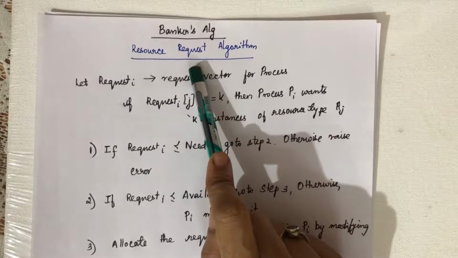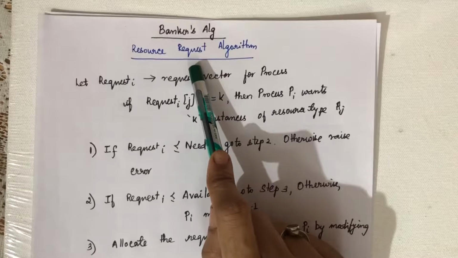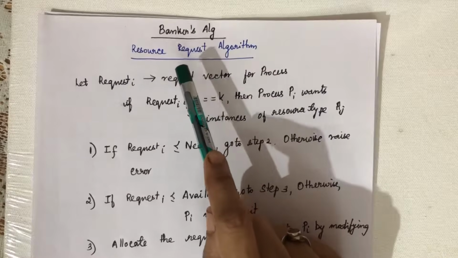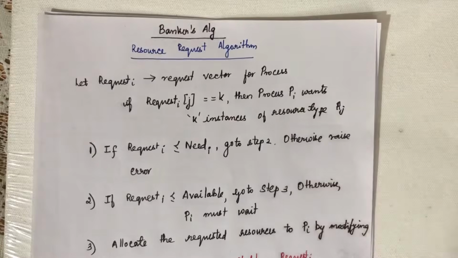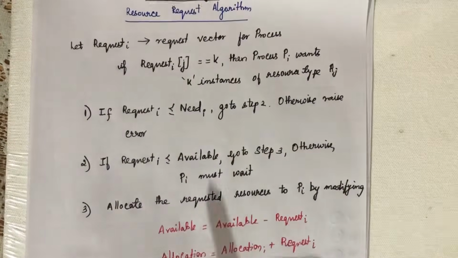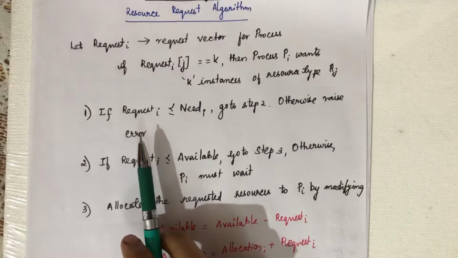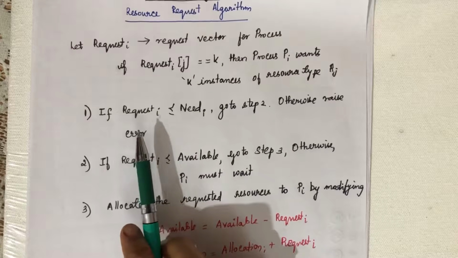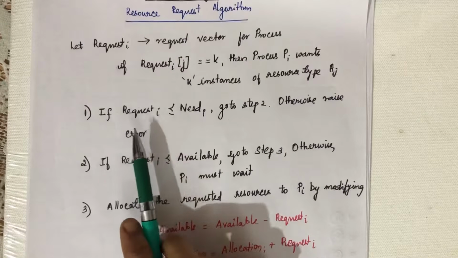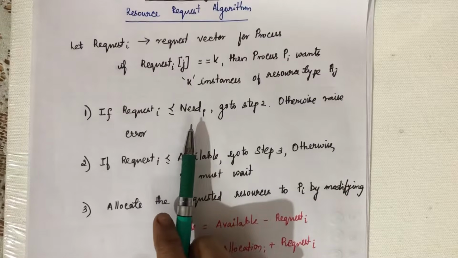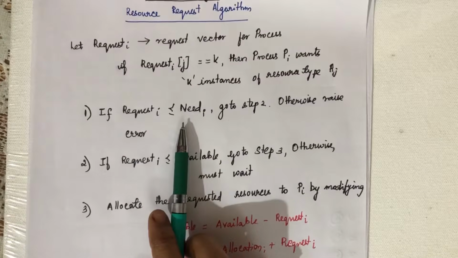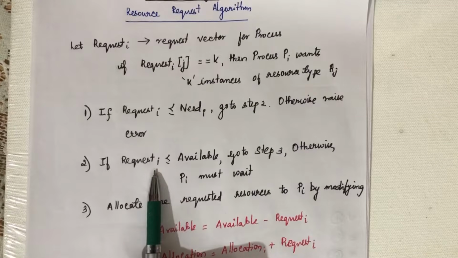This algorithm is used to determine whether the request can be granted safely or not. Let me first explain the algorithm and then I'll explain with the problem. If a process requests some resources, the system will first check this condition: if the request is less than or equal to the maximum need of the process. If this condition is satisfied, it will go to step 2.